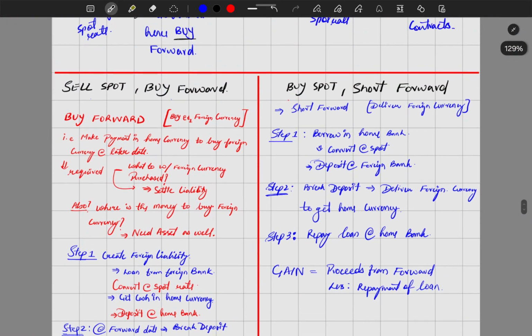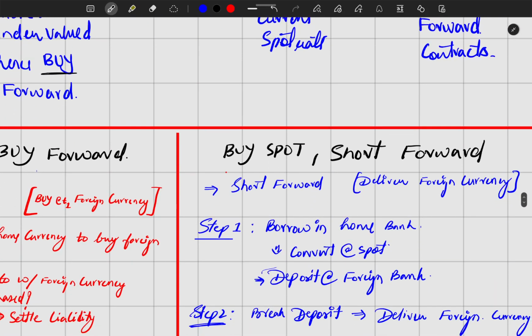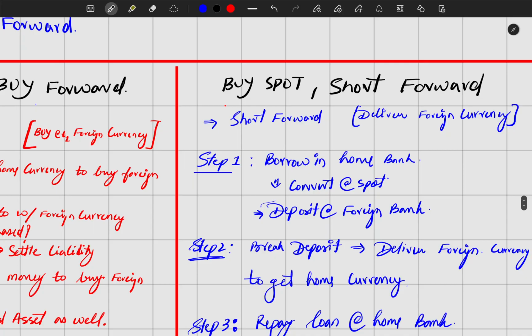Okay. When the forward is overpriced, you are trying to sell the forward. What do you mean by selling the forward? In the previous case, when you buy the forward, you are contracting to buy the dollars. In selling the forward, someone else would be buying the dollars. You need to deliver the dollars, and when you want to deliver the dollars, you want to have the dollars.